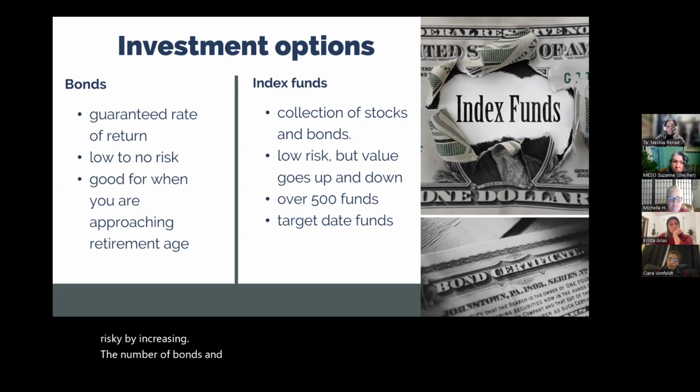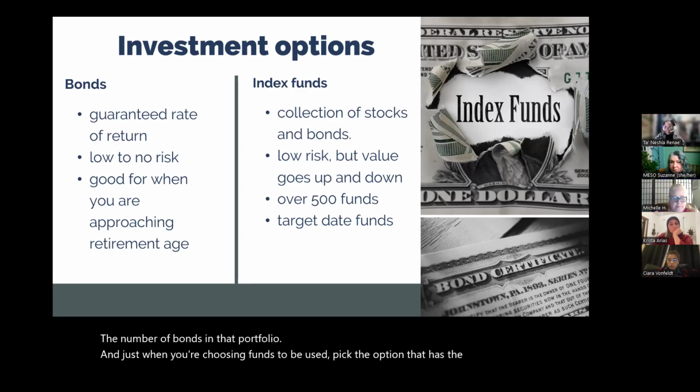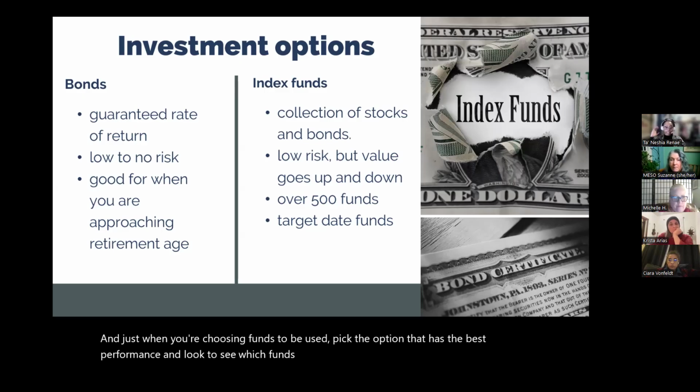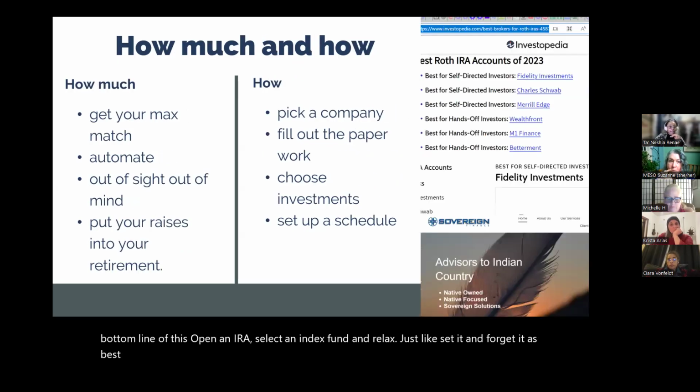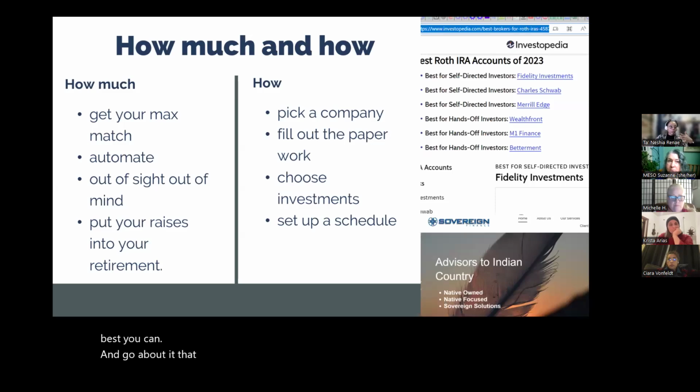And when you're choosing funds, pick the option that has the best performance and look to see which funds charge the lowest fees. And just think of it like the bottom line of this: open an IRA, select an index fund, and relax. Just set it and forget it as best you can, and go about it that way. It's just kind of a safety rule of thumb.